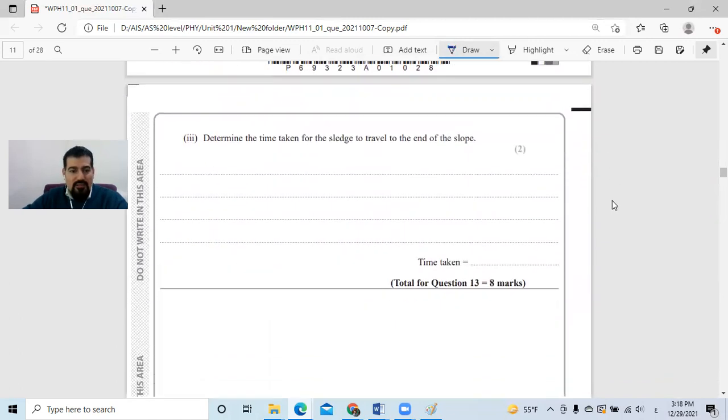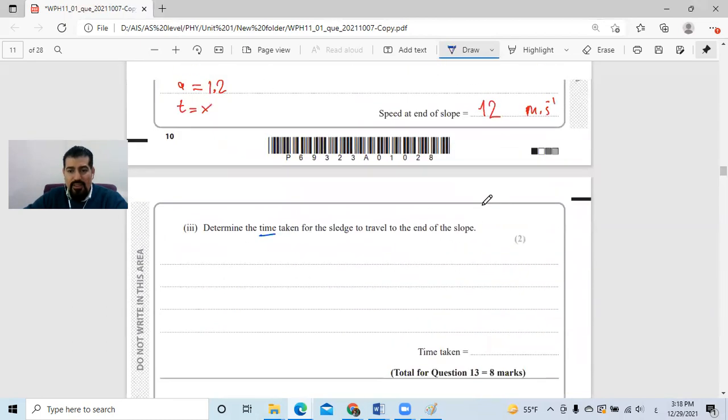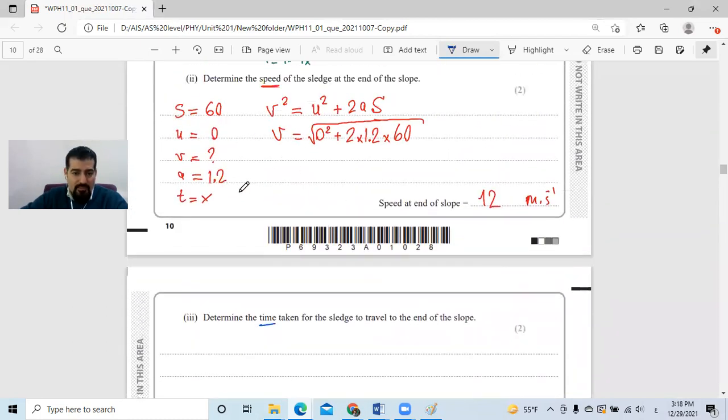Now what they ask here, determine the time taken for the sledge to travel to the end of the slope. Now we have the same thing, but they ask about the time, and I don't have v. Let's assume that I don't have v. In this situation, they ask about the time, yes, I will use the formula. Yes, Rahaf. No. There is acceleration. You can never use speed equals distance over time. There is acceleration. I will never use this equation because there is acceleration.